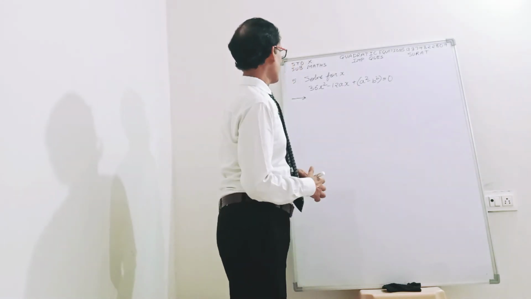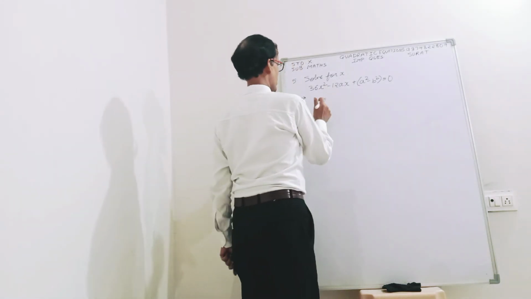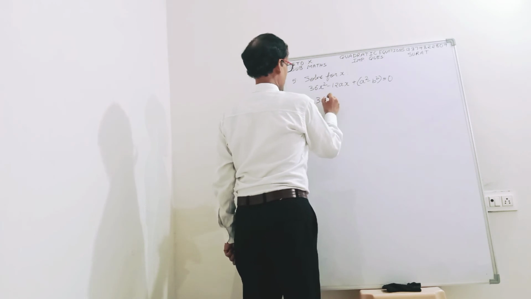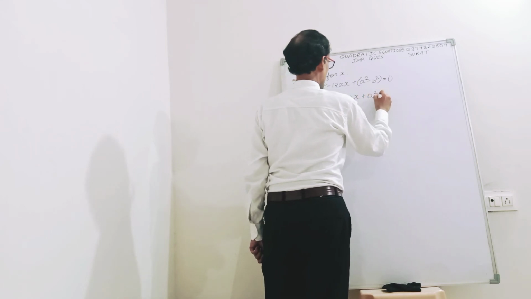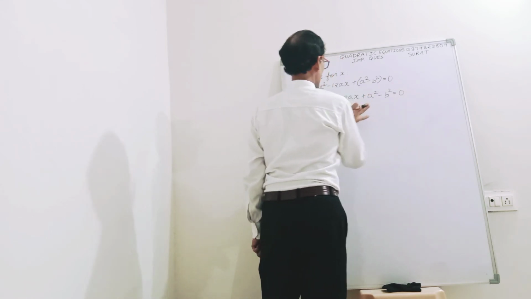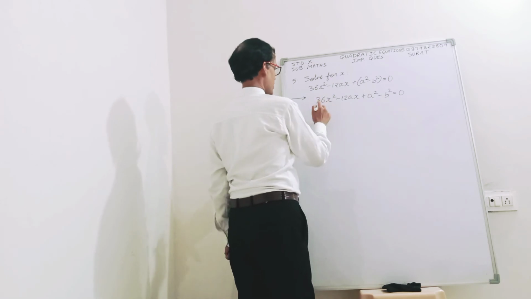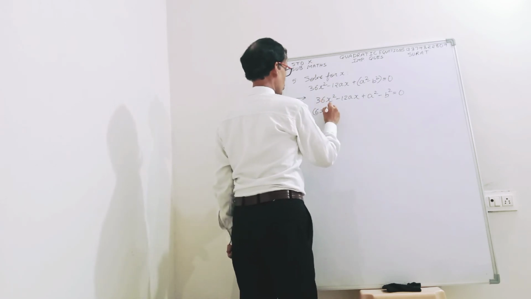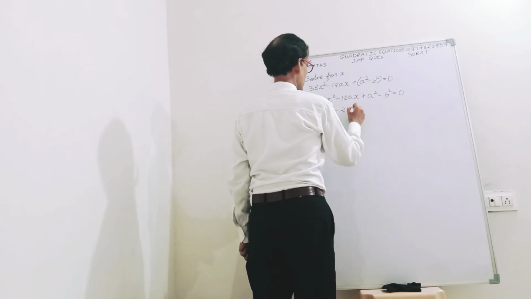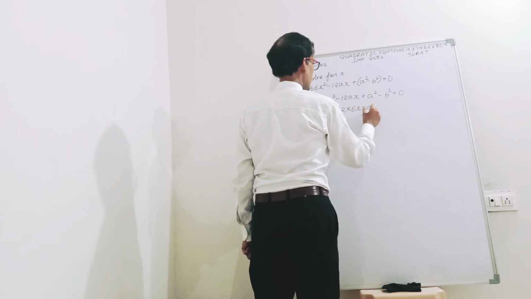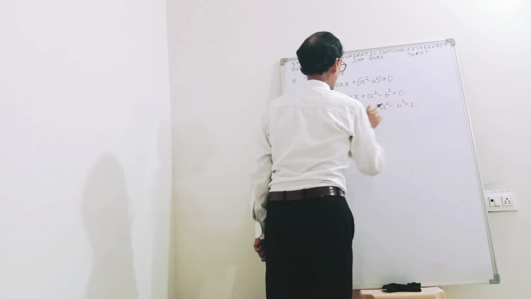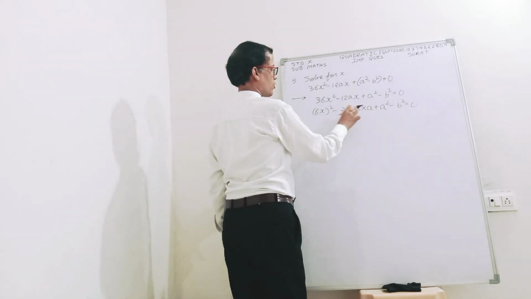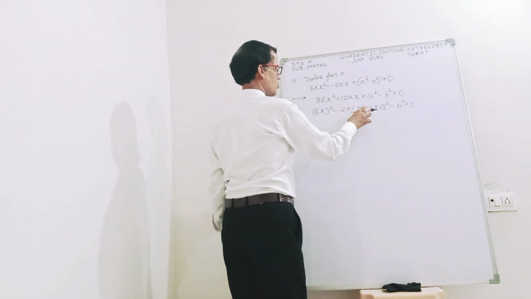Yes, in the fifth question you have to find x. So how to do this sum? See, this can be written as 36x square minus 12ax plus a square minus b square equal to 0. Just open the bracket. Now see, this can be written as 6x square minus 2 into 6x into a plus a square minus b square equal to 0. See how we have written this term. When you multiply this, what you get, 2 6s are 12, 12 into ax. So you're getting minus 12ax.